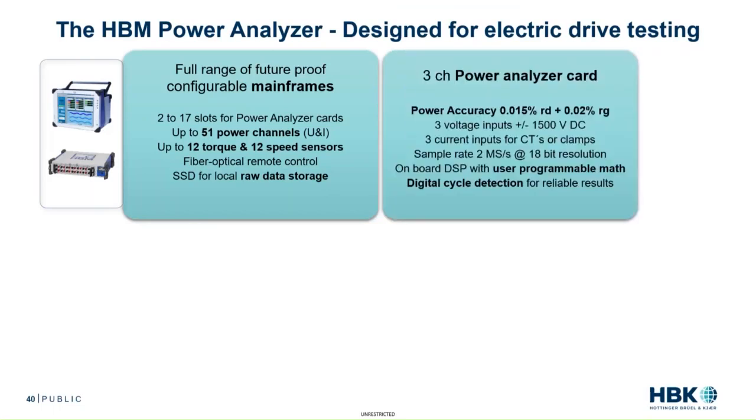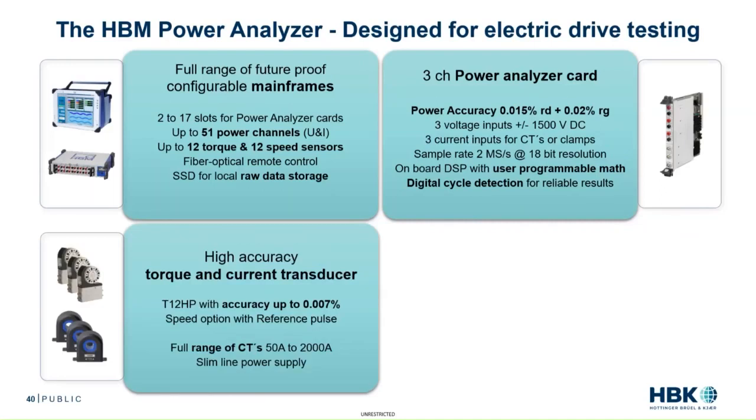Now, the 3-channel power analyzer card we mentioned previously provides you with 0.015% of reading, 0.02% of range accuracy. It basically has 3 voltage inputs that can measure directly up to plus minus 1500 volts DC. And you can also measure 3 current inputs using CTs or clamps. Sample rate is up to 2 million samples per second with 18 bits of resolution. And the card has onboard DSPs so that you can use programmable math for digital cycle detection for reliable results.